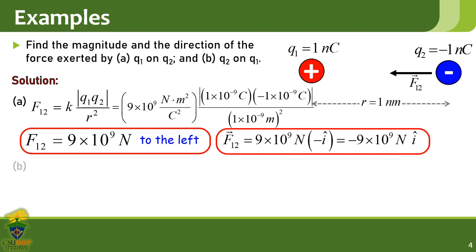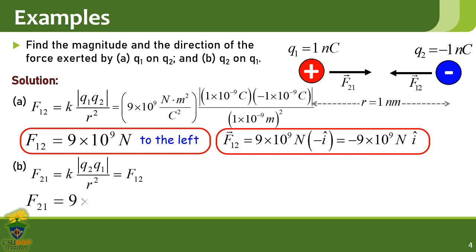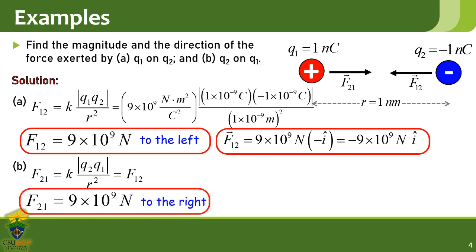For the second problem, the direction of the force exerted by Q2 on Q1 is towards Q2, or to the right. Again, we use Coulomb's law to solve for the magnitude. In this case, you will get the same magnitude as the force exerted by Q1 on Q2. Knowing the magnitude and direction, the force exerted by Q2 on Q1 is 9 times 10 to the 9 newtons to the right, or in vector form, 9 times 10 to the 9 newtons i hat.